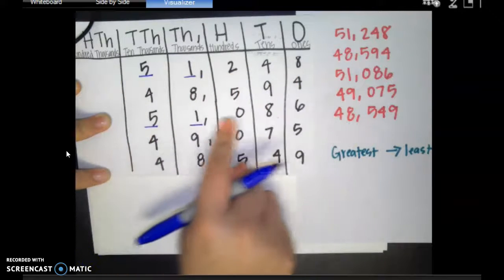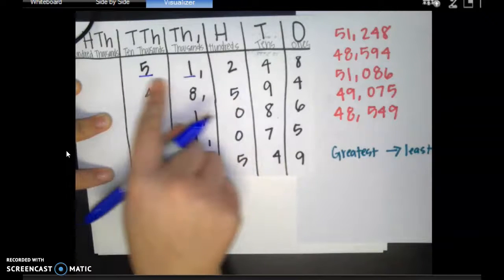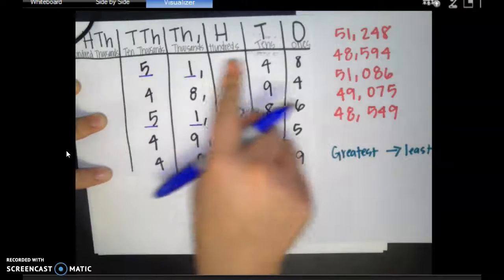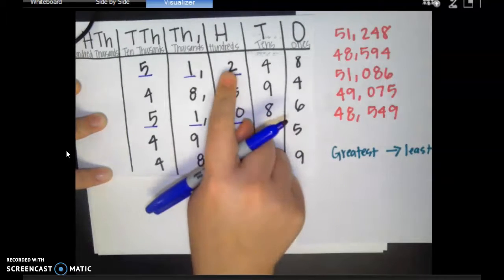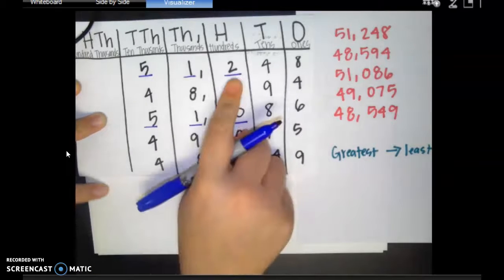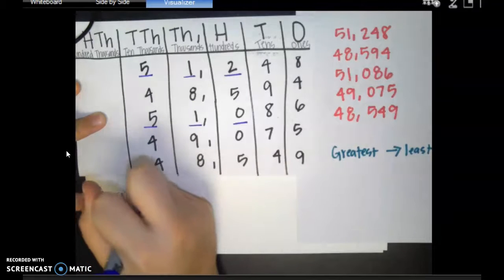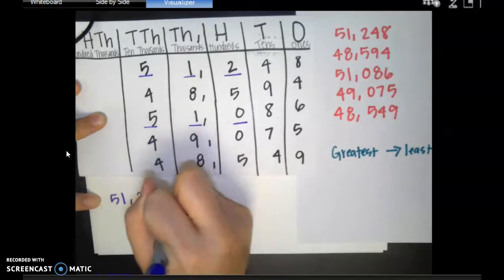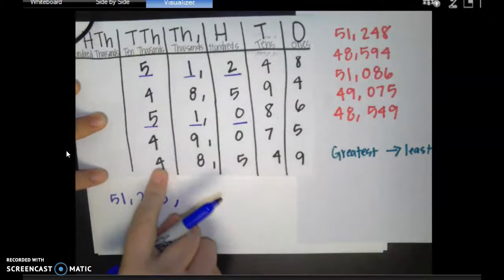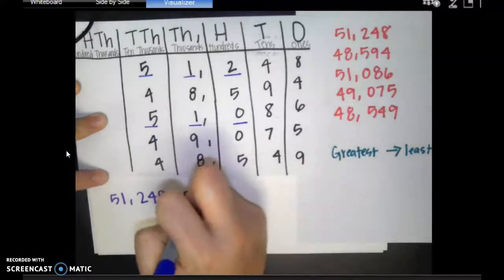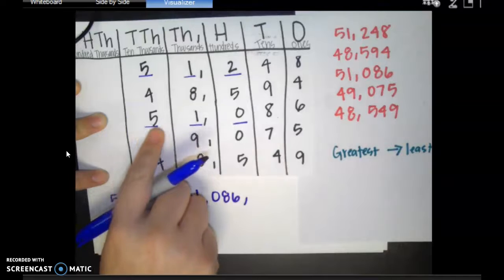So 51,248, 51,086. My 5s are the same, and the 1s are the same. So I'm going to move to the hundreds in that same number. A 2 and a 0. Which one is greater? 2 is greater. So I know that this is going to be the biggest number when I'm comparing these two. 51,248 is going to be the biggest number we have in all of these. The next biggest number is going to be 51,086 because it's the only other number that starts with a 5.